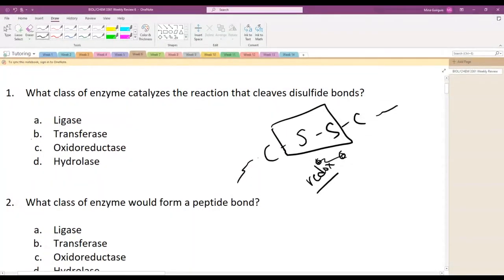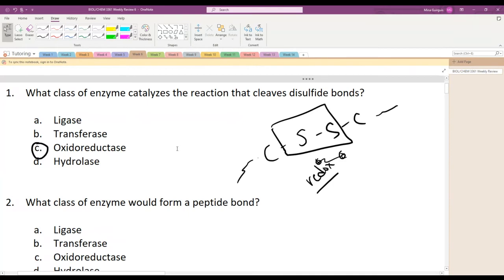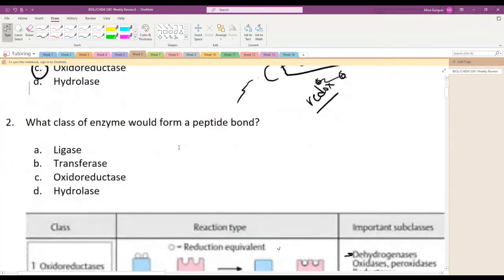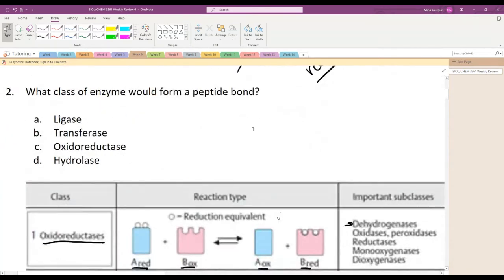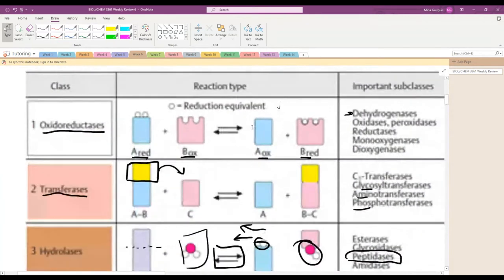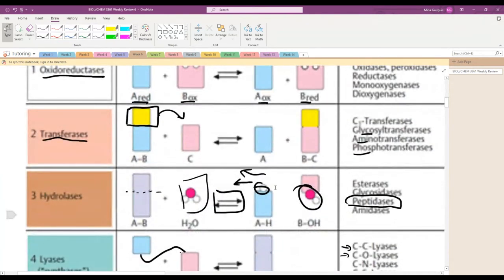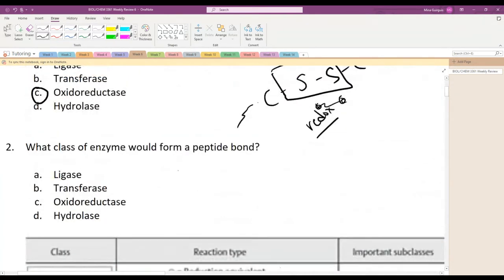But because of that, the answer to this is actually oxidoreductase, C, and not a hydrolase or a ligase like a lot of people might think. And admittedly, I used to think it was a hydrolase because it just made more sense than anything else. I was wrong. Okay. What class of enzyme would form a peptide bond? I don't want to take too much time because we did talk about hydrolases and used peptide bonds as an example. It's a hydrolase. Okay.